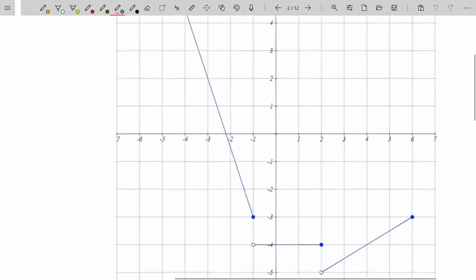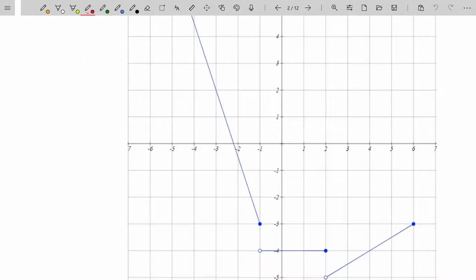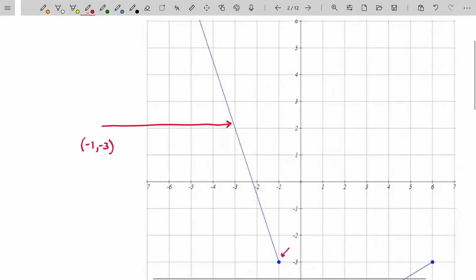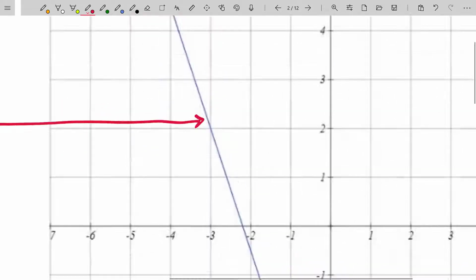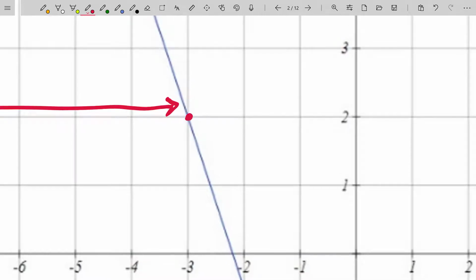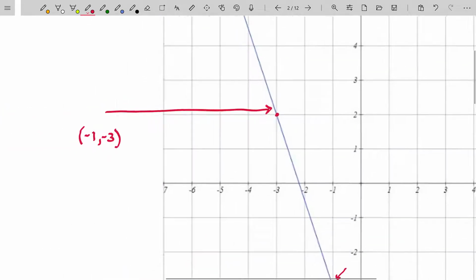So for an example, this first one, and I'll do this in order of color here. So this first one I will call the red function. It goes through the point (-1, -3). And it also goes through a point, and you kind of have to hunt for a crossing point, but this is actually a pretty good one here, (-3, 2).